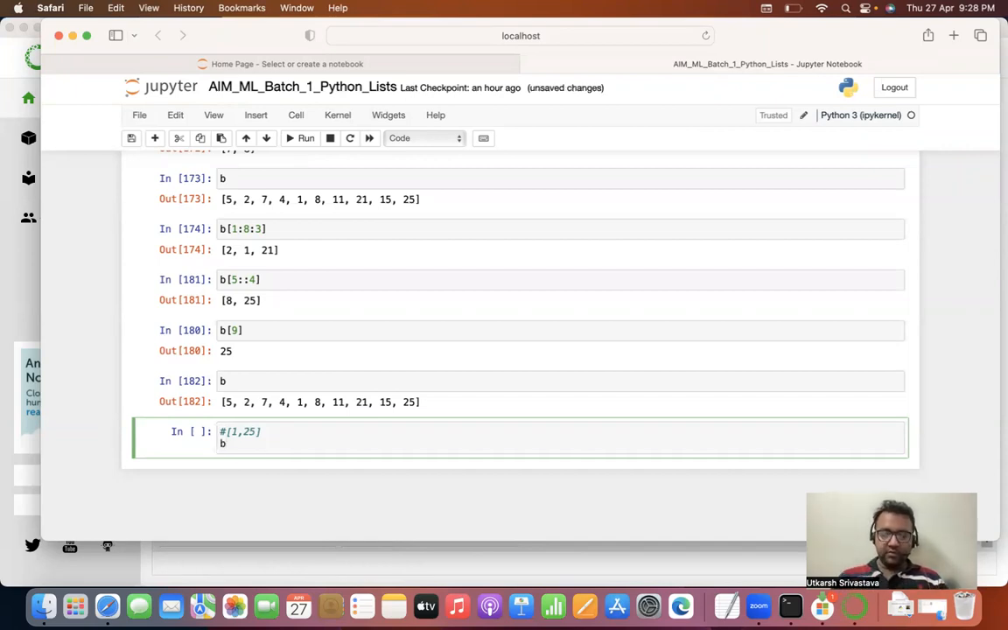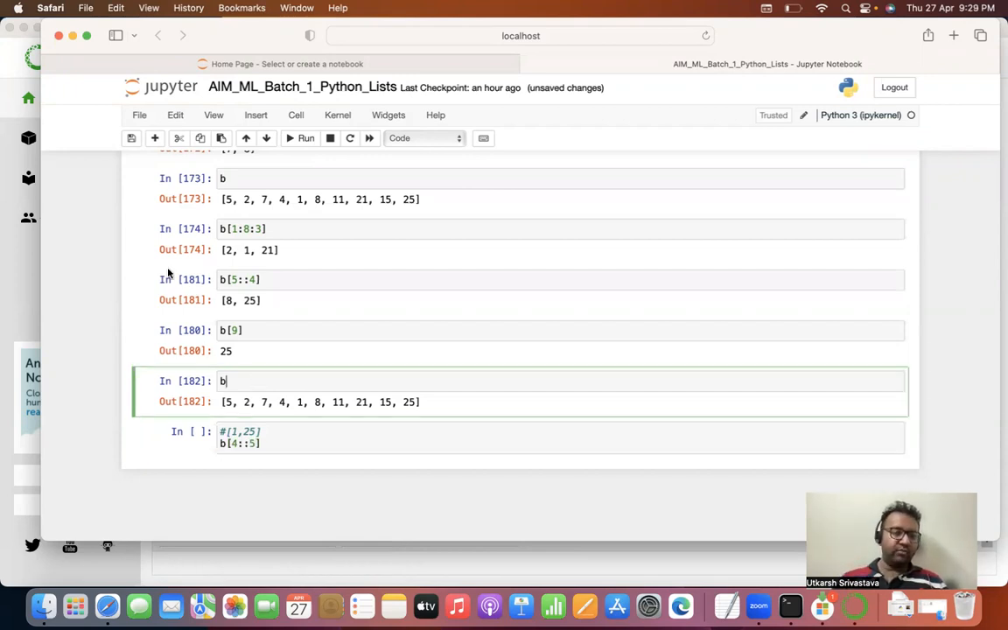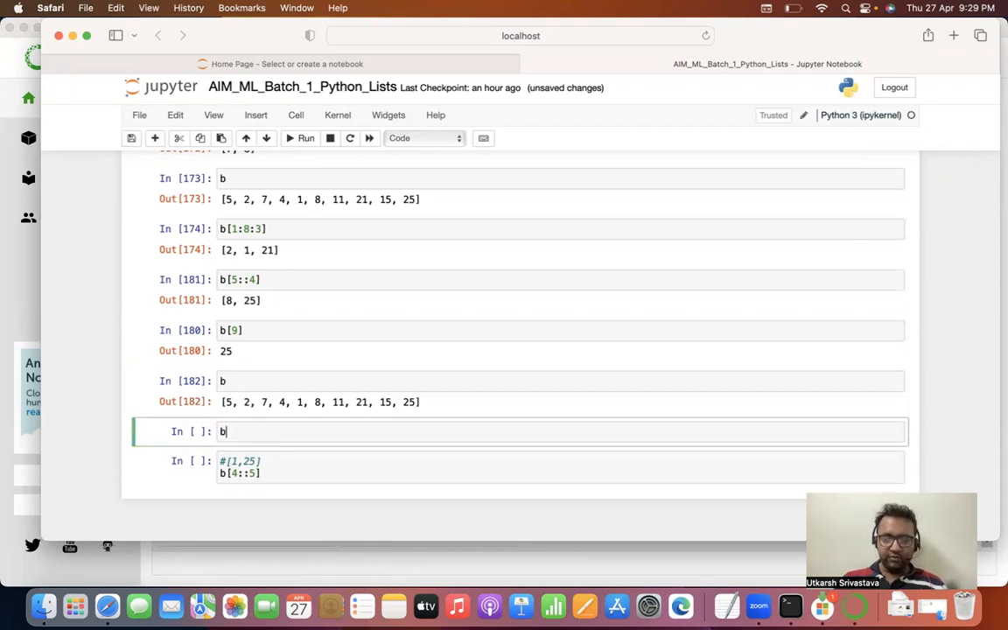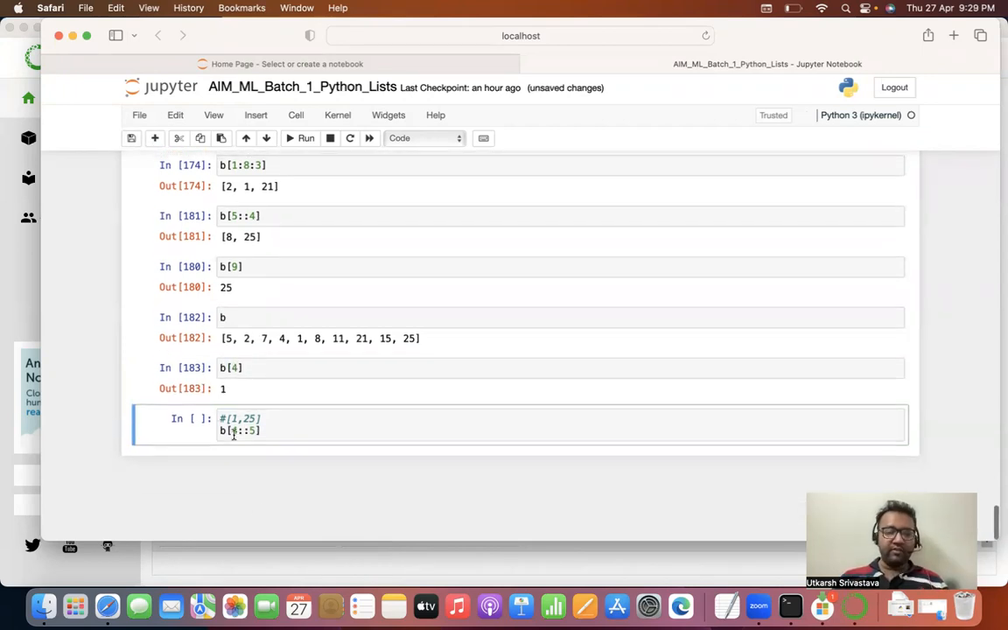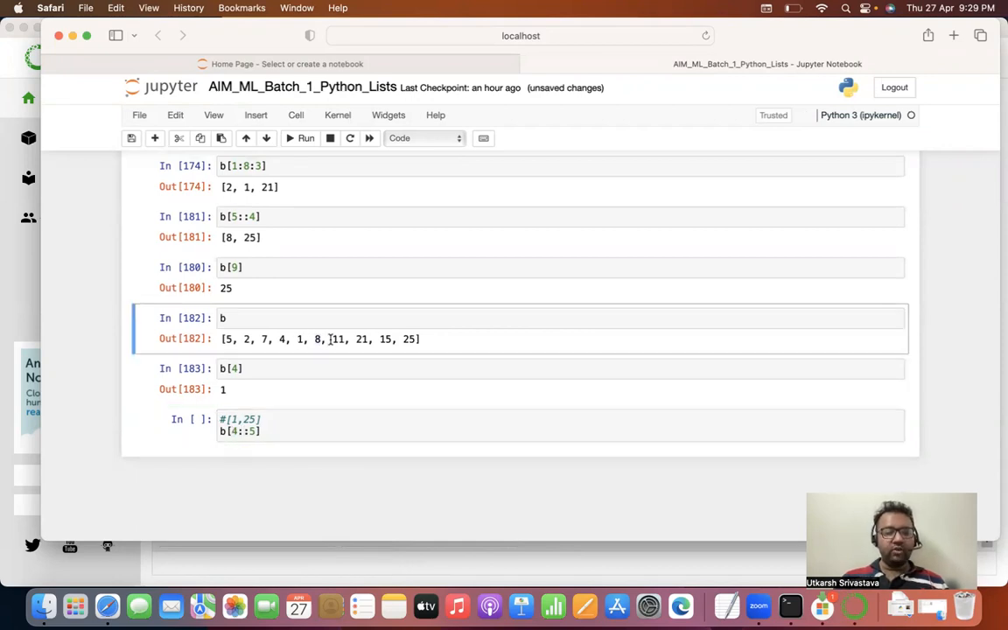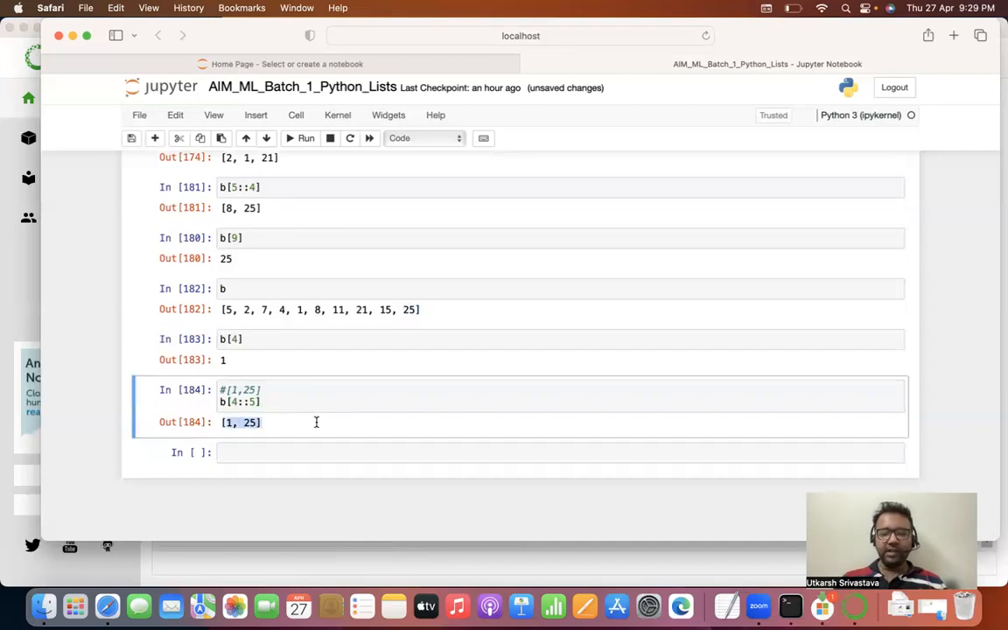All right. So it is correct, 4 colon 5. So what is the position of 1? The position of 1 is 4. Whatever is on the left side of the colon will get accepted. So 1, 2, 3, 4, and 5: the fifth position, it will print 25. So the answer is totally correct, 1 comma 25.